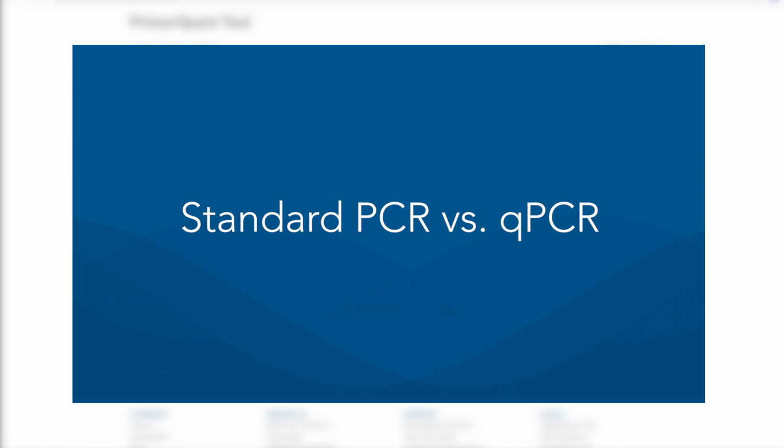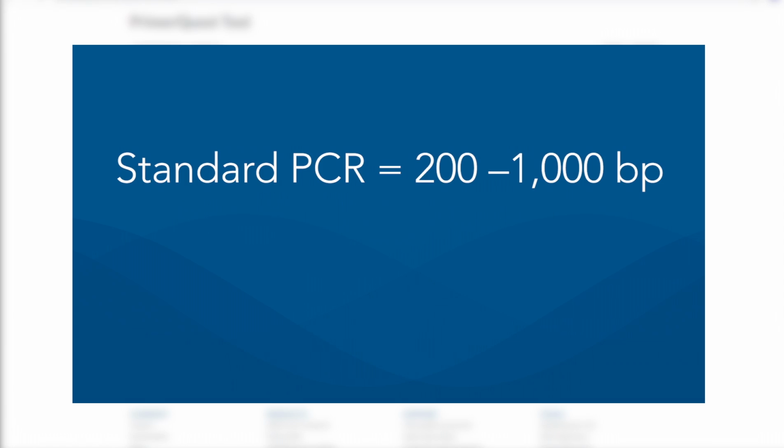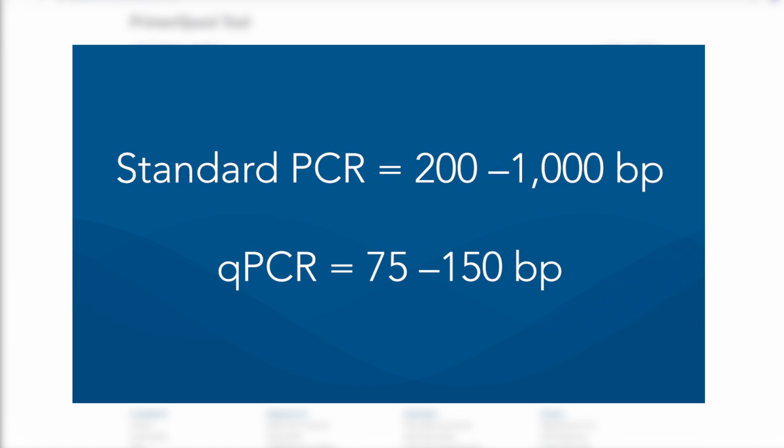A primary difference between designing for standard PCR versus qPCR is the default amplicon size. In standard PCR design, it's 200 to 1,000 base pairs. For qPCR, the default amplicon size is 75 to 150 base pairs. Let's look at the design options for these two assay types.